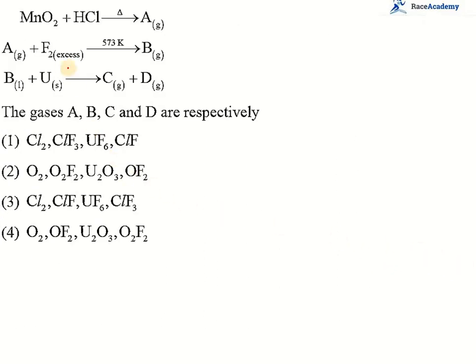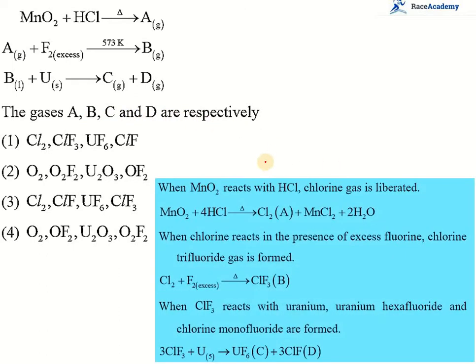Next question. MnO2 plus HCl gives rise to A, plus F2 gives rise to B in the presence of 573 Kelvin, and B plus U gives C plus D, all in gaseous states. The gases A, B, C, D are respectively. Manganese dioxide gives chlorine gas in the presence of concentrated HCl. So A will be Cl2. So either the first option or the third option matches with this.